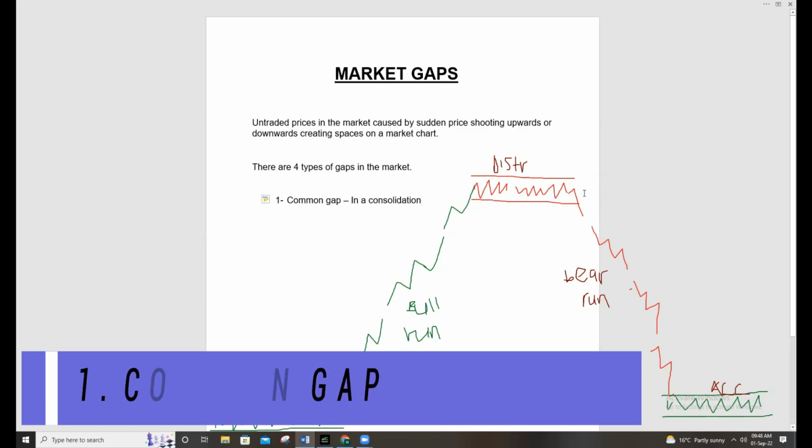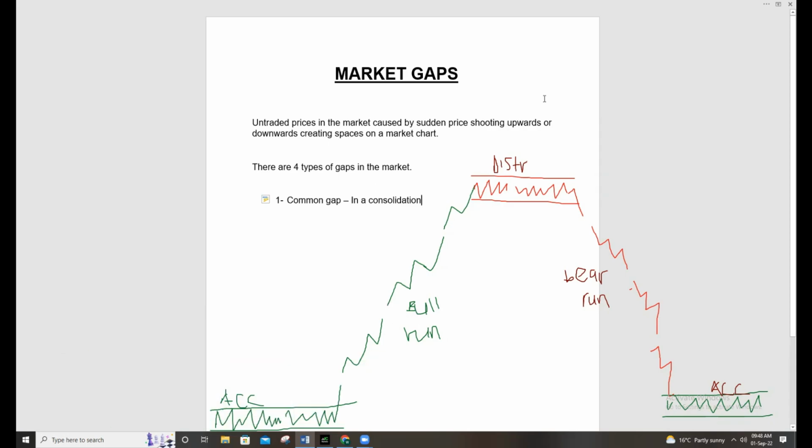Now the common gap is basically found in the consolidation. Remember, we have two consolidations. We have the accumulation phase and we have the distribution phase. And in there, with the other structure that I drew here, you saw all those consolidations in between, you can find a common gap.